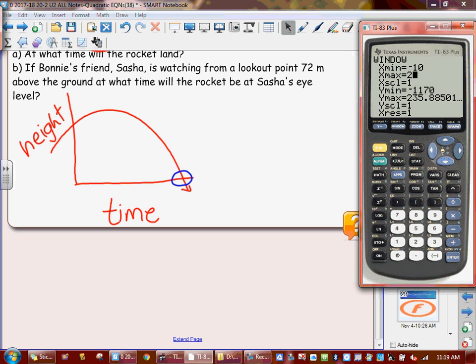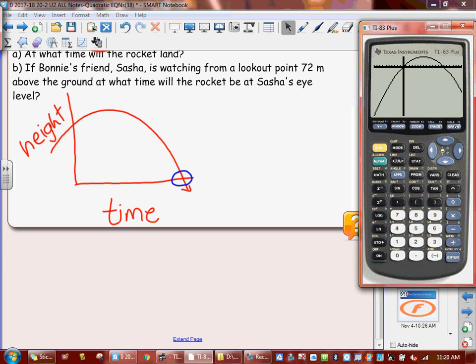Okay? So we're going to hit second trace. Or go positive 20 for x maximum. So x maximum should be positive 20. So now we're going to do second trace number 5. We need our cursor way up here. We need to pull it to the right because we need to do the x-intercept on the right-hand side. We're going to hit enter 3 times.